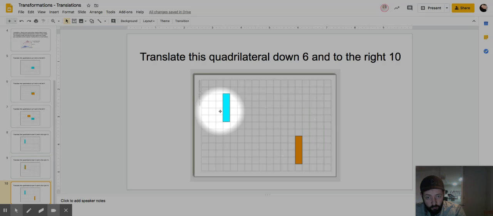Okay, so we've just effectively translated our rectangle to a new location. Same orientation, it's still upright or vertical. It's still the same size, it's still the same shape. It's only got a new location. There's your lesson for today.